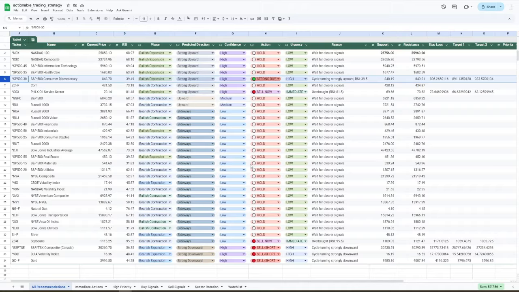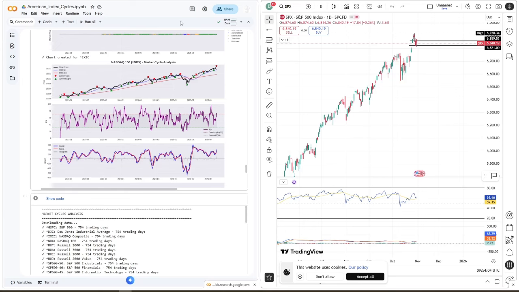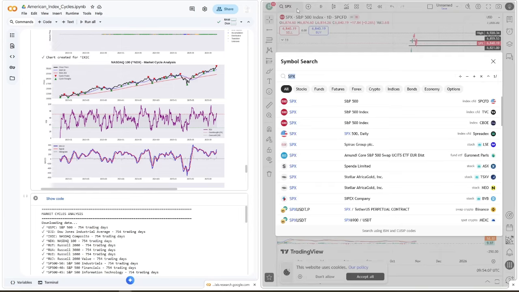S&P 500 consumer discretionary. It tells us it's in a bullish expansion, strong upwards. The confidence of the trade signal is high. It tells us it's a strong buy. The cycle is turning strongly upward, and it eventually also follows the RSI signal. So these are more technical things.